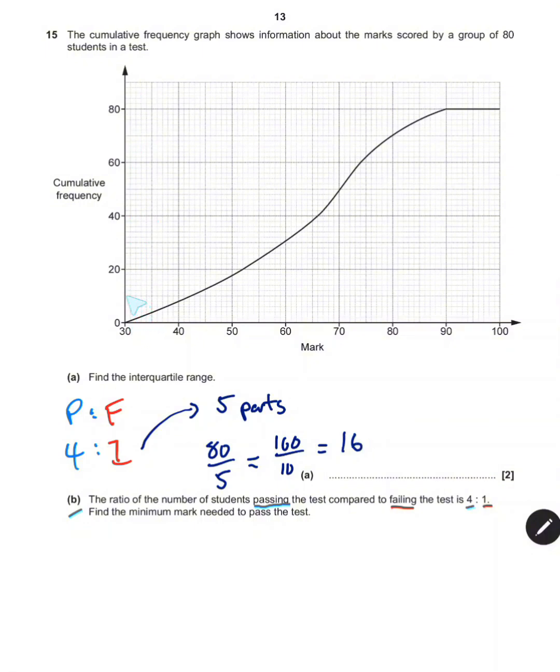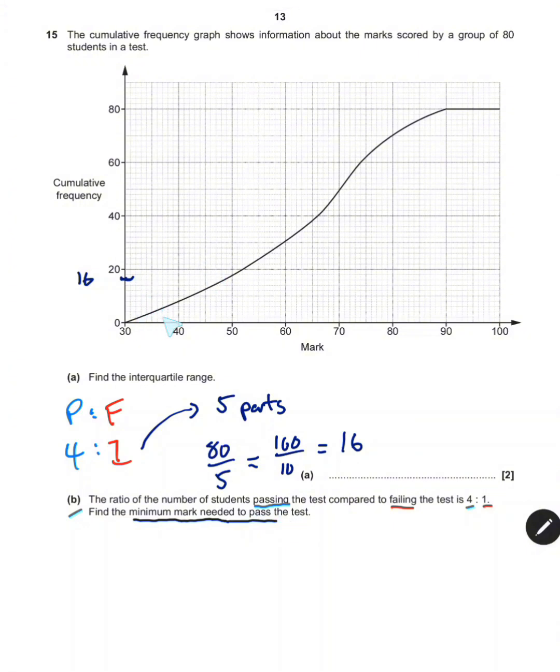Okay, so that would be 10, 11, 12, 13, 14. There's 16 marks. And we're going to keep going and mark off every 16 marks to split the scale into 5 parts. But actually, the question says, what's the minimum mark needed to pass?